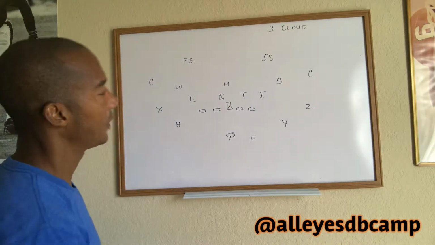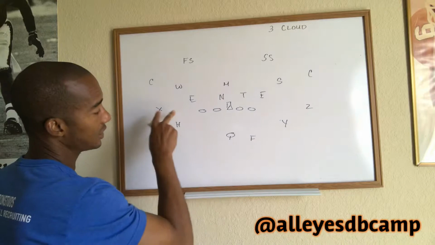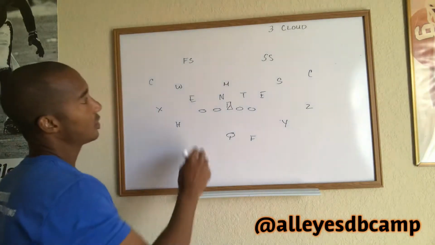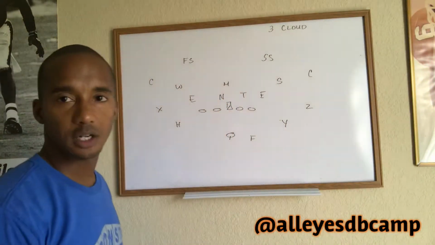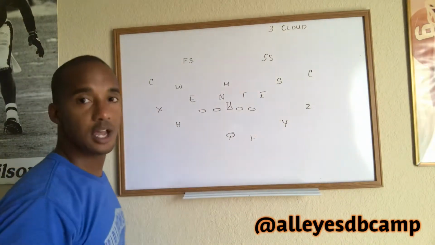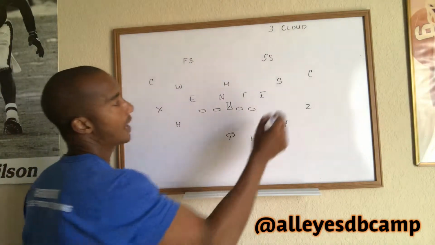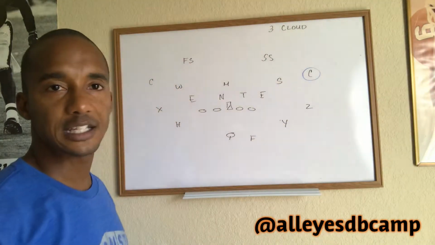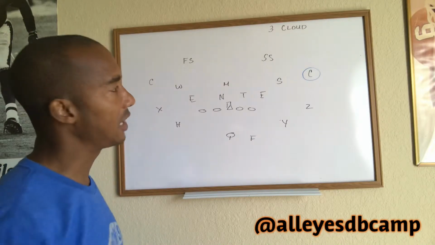All right, so here's the deal. We've got a basic 2x2 set, 2 receivers to one side, 2 receivers to another side, your typical spread set. And we've got a 4-3, 2 high look, again, 2 safeties high. And so now, how is cloud played? All right, I'm going to put a circle around this corner on the strong side, because that's the guy we were talking about. That's who the whole call is basically made for.